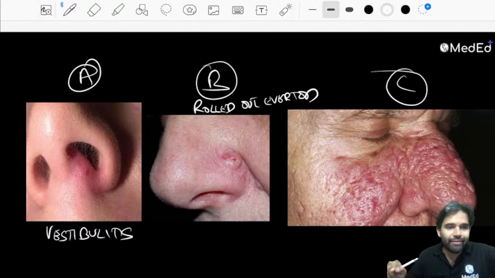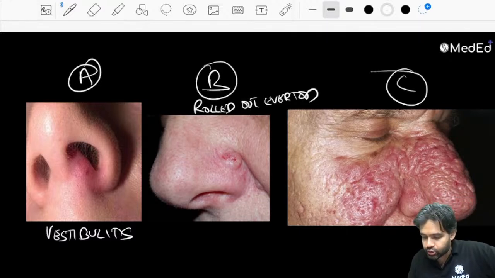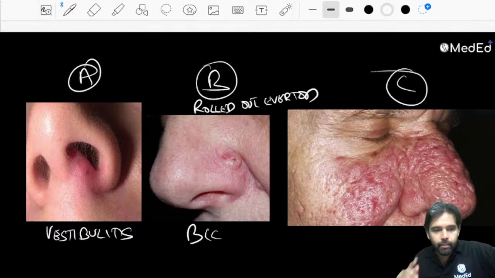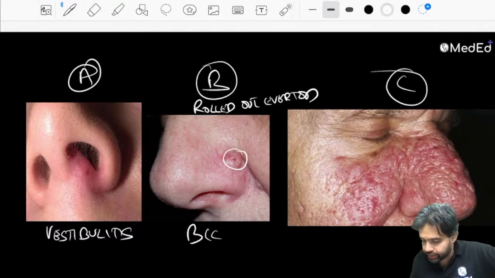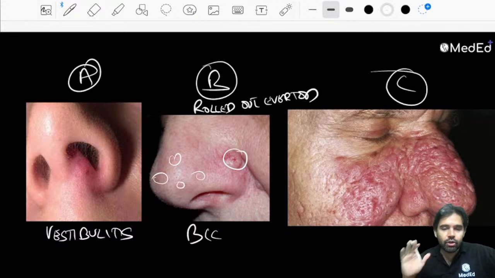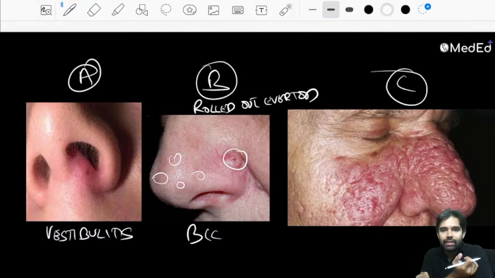Okay, this has rolled out everted edges, you can see this is basal cell carcinoma. Most common site, lateral surface of the nose. So whether you see it here, here, any lesion on the lateral surface of the nose in an elderly, slow growing, rolled out everted is the word, then that is basal cell carcinoma.